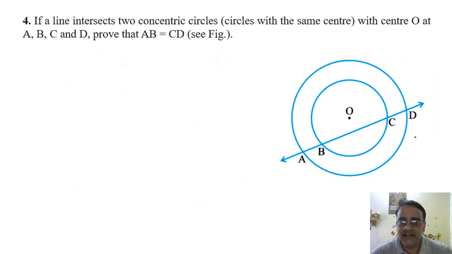So this is the diagram given in the question. If a line intersects two concentric circles, what are concentric circles?